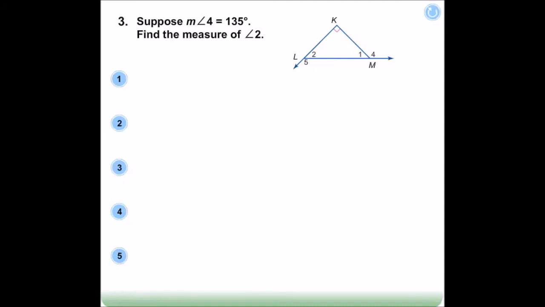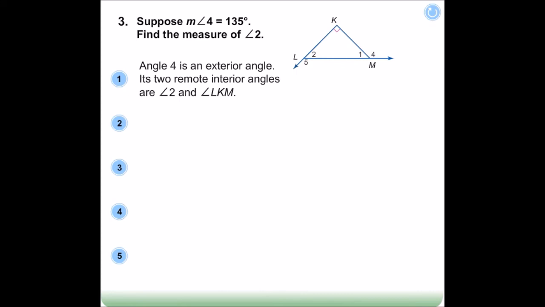In example 3 on the bottom of page 391, we're going to take a look at this diagram. Suppose the measure of angle 4 equals 135 degrees. We're asked to find the measure of angle 2. First, angle 4 is an exterior angle. Its two remote interior angles are angle 2 and angle LKM. The measure of angle 2 plus the measure of angle LKM must equal the measure of angle 4.